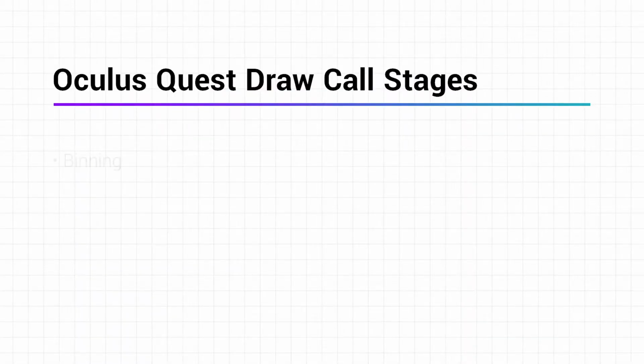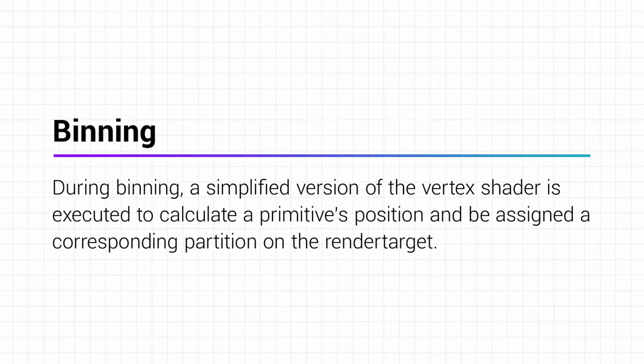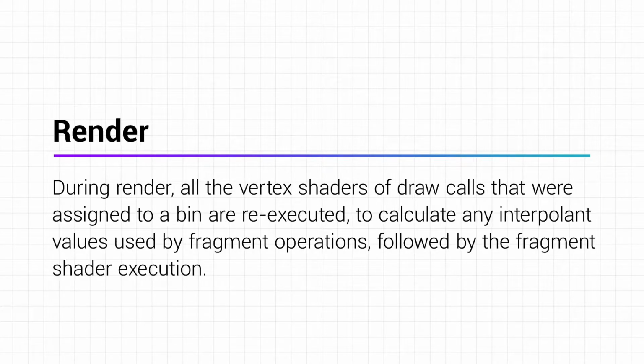The Oculus Quest executes draw calls in two stages, binning and rendering. During binning, a simplified version of the vertex shader is executed to calculate a primitive's position and assign it a corresponding partition on the render target. During render, every vertex shader of the draw calls that were assigned to a bin is re-executed to calculate any interpolant values used by fragment operations, followed by the fragment shader execution.